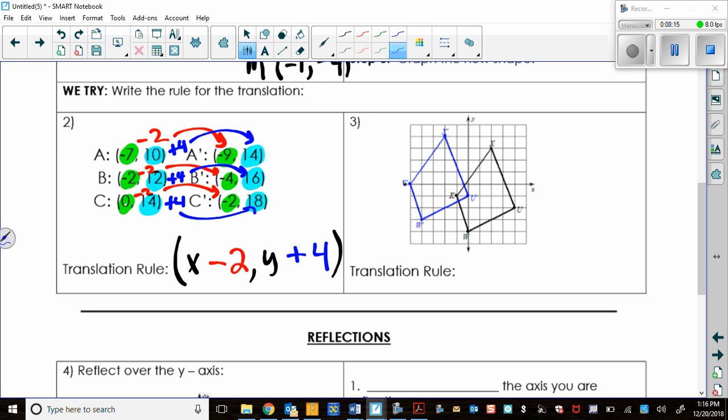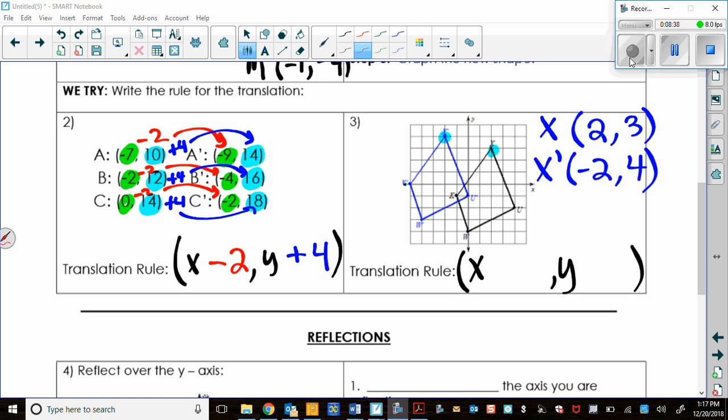With number 3, you have to look at the coordinate points and see what you're going to have to do in order to slide this image. The original image is the black one, and it got to the blue image because of all the primes. You see all these primes, the apostrophes, so that's the new image that I'm looking at. Okay, so I have x and x prime, the coordinate points, so let's see what the rule is in order to get to the new image.